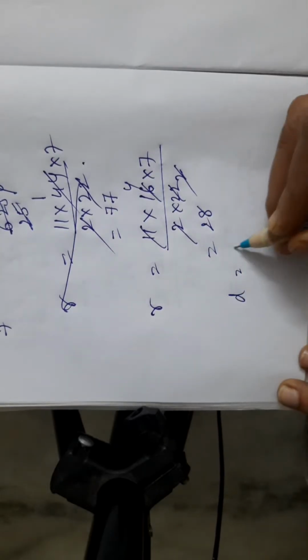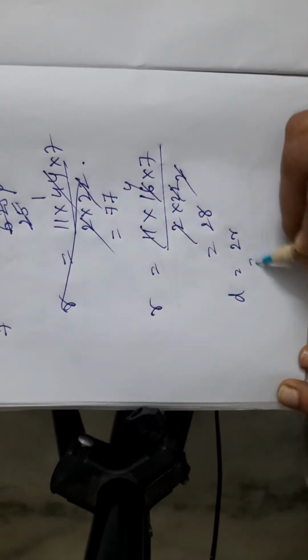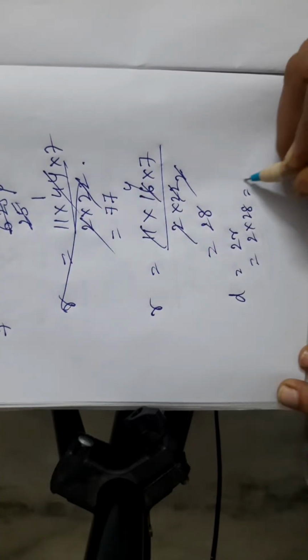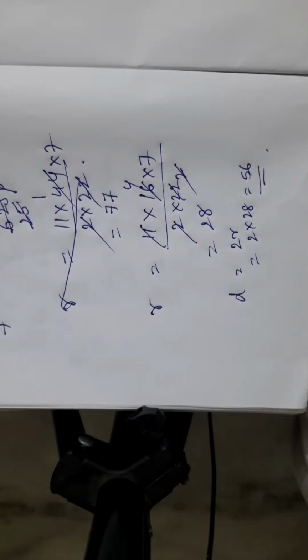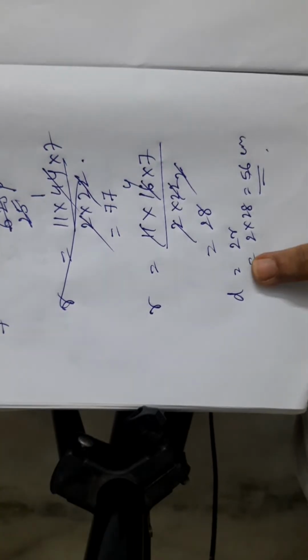So diameter will be 2 times radius. So 2 multiplied by 28, it's 56. Is it clear? No, the radius is 28. So the diameter will be 56 centimeters. We are getting the radius here.